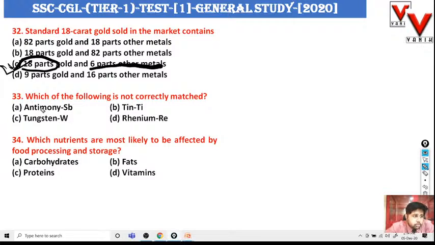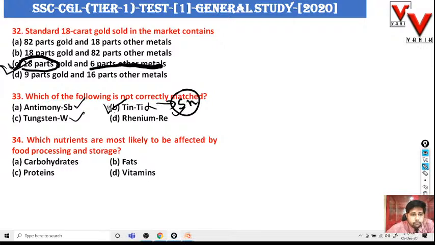Then moving to next question number 33. Which of the following is not correctly matched? Antimony's symbol is Sb, correct. Tungsten W, uranium Ra. Tin is not Ti, that is wrong, its Latin name is stannum, so the symbol is Sn. So it is incorrectly matched. Alright, so answer is option B.